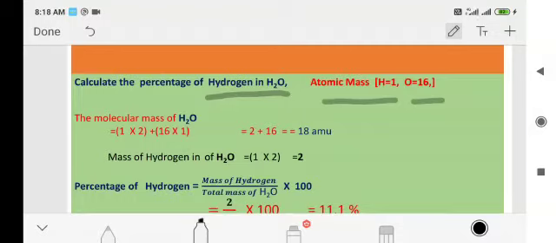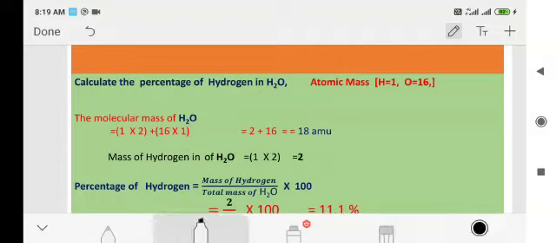As a class 9 student, I would suggest you learn by heart the atomic masses of elements from hydrogen, that means from atomic number 1 to 20. I expect you to learn by heart the atomic mass of all these elements from atomic number 1 to 20.